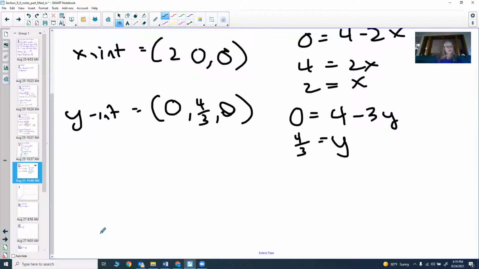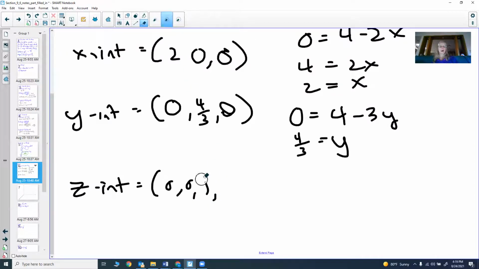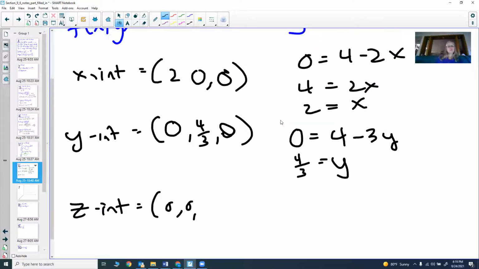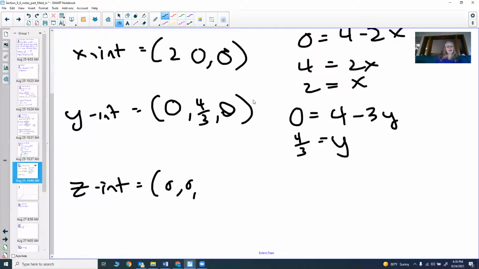If you want to find the z-intercept, that means your x and y are 0. And if your x and y are 0, now you need to find out what z is. Well, you're just going to put 0 in for x and y, and you're going to get 4 for your z. So now we have those points, and so now we can go ahead and plot them.